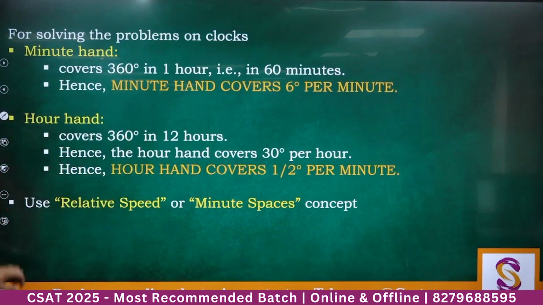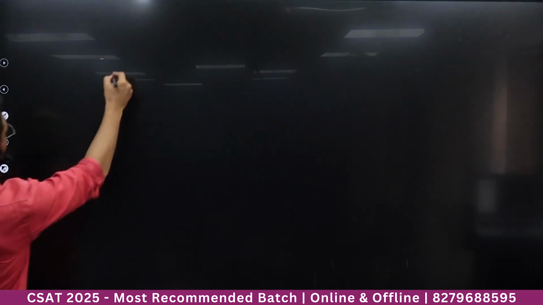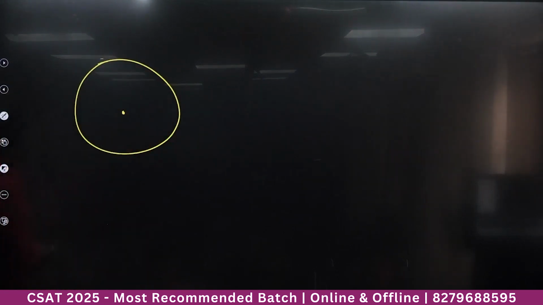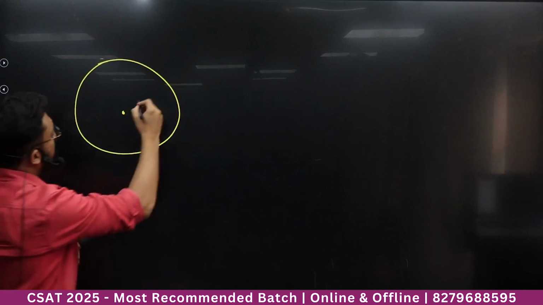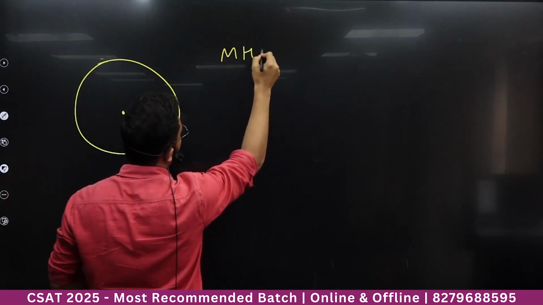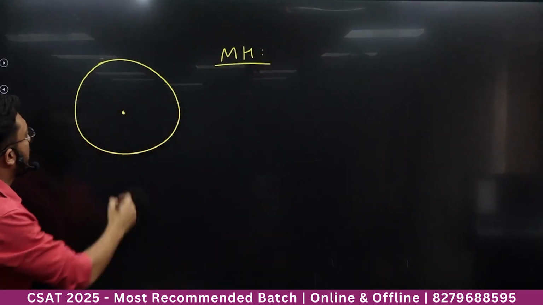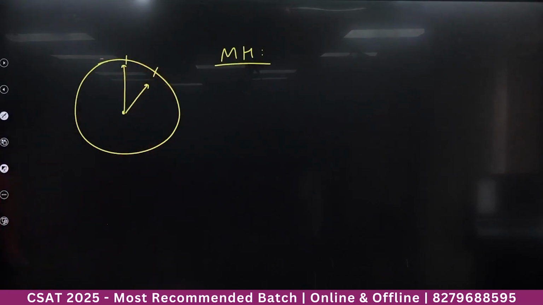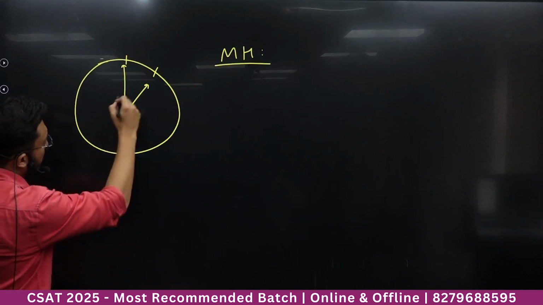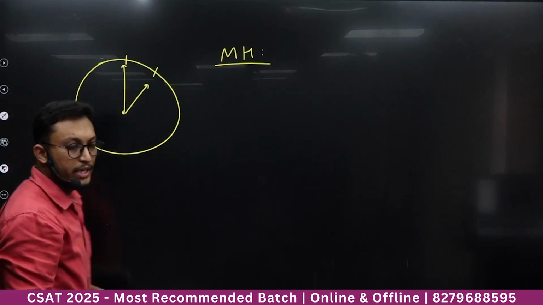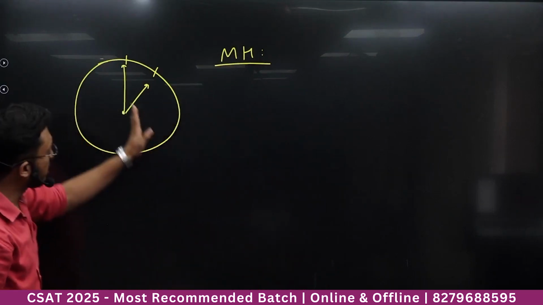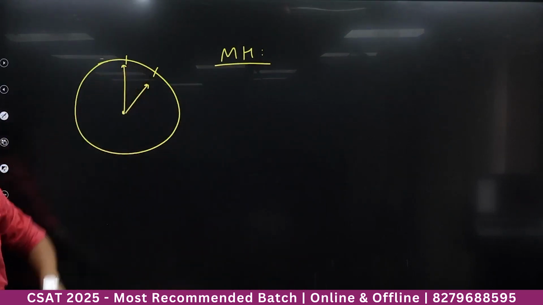Now in this, suppose this is a clock. First the minute hand. We'll talk about the minute hand first. Now, let's say the time is right now 1 o'clock. After 1 hour, first thing, this complete circle is equal to how many degrees? 360 degrees. Basic, clear? So this complete circle is 360 degrees.